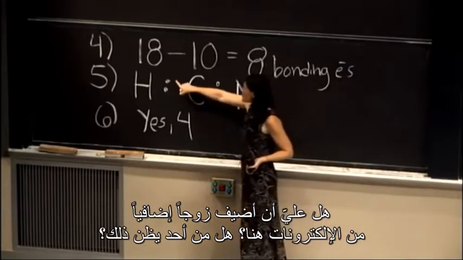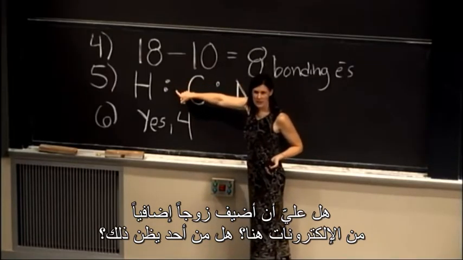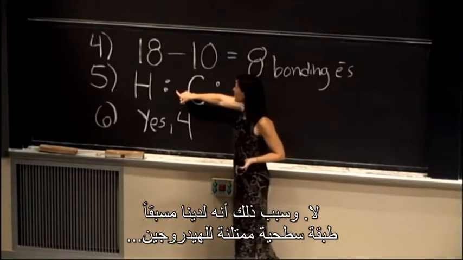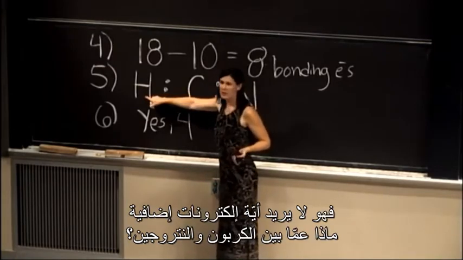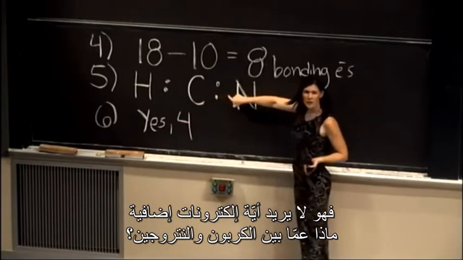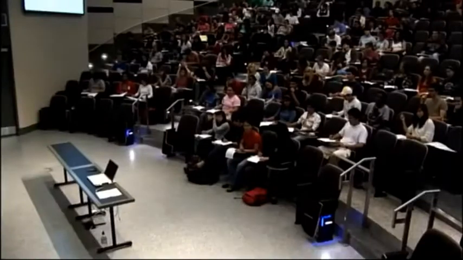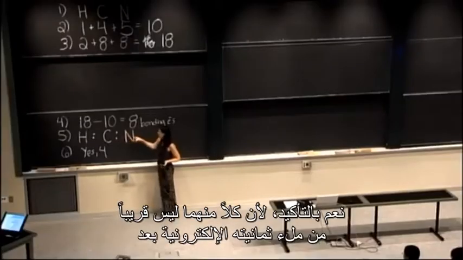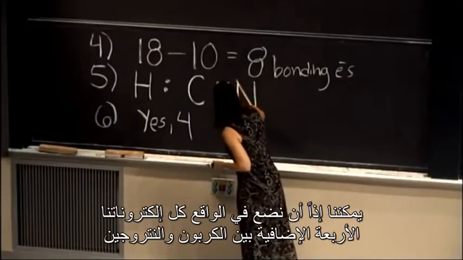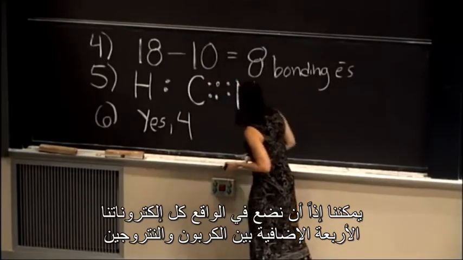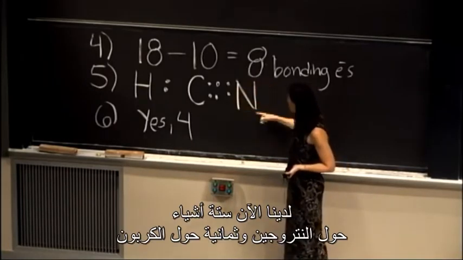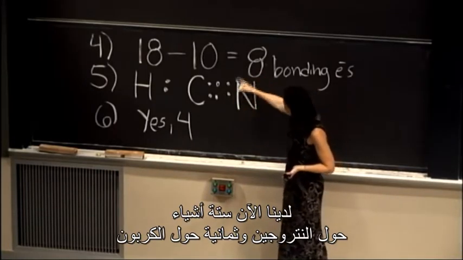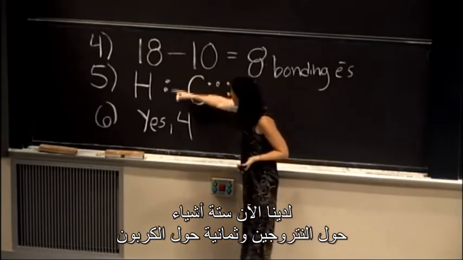Should I put an extra pair of electrons here, does anyone think? No. The reason is because we already have a full valence shell for our hydrogen. It doesn't want any more electrons. What about between the carbon and nitrogen? Yes, definitely, because both of these are not anywhere near filling up their octets yet. So we can put actually all 4 of our extra electrons in between the carbon and the nitrogen. Now we have 6 things around the nitrogen, and we have 8 around the carbon.